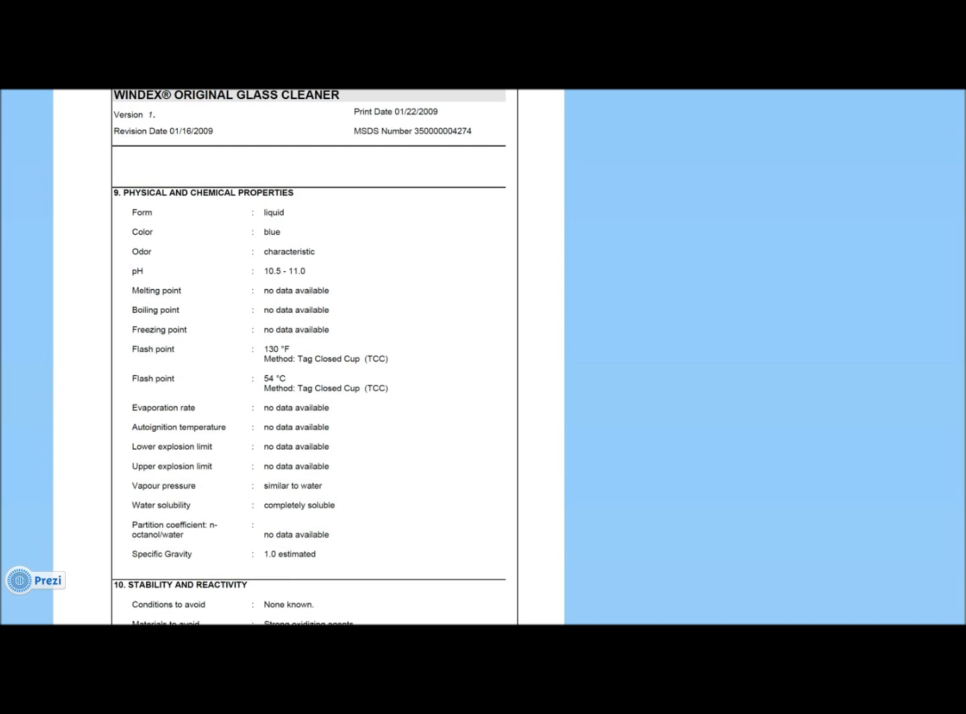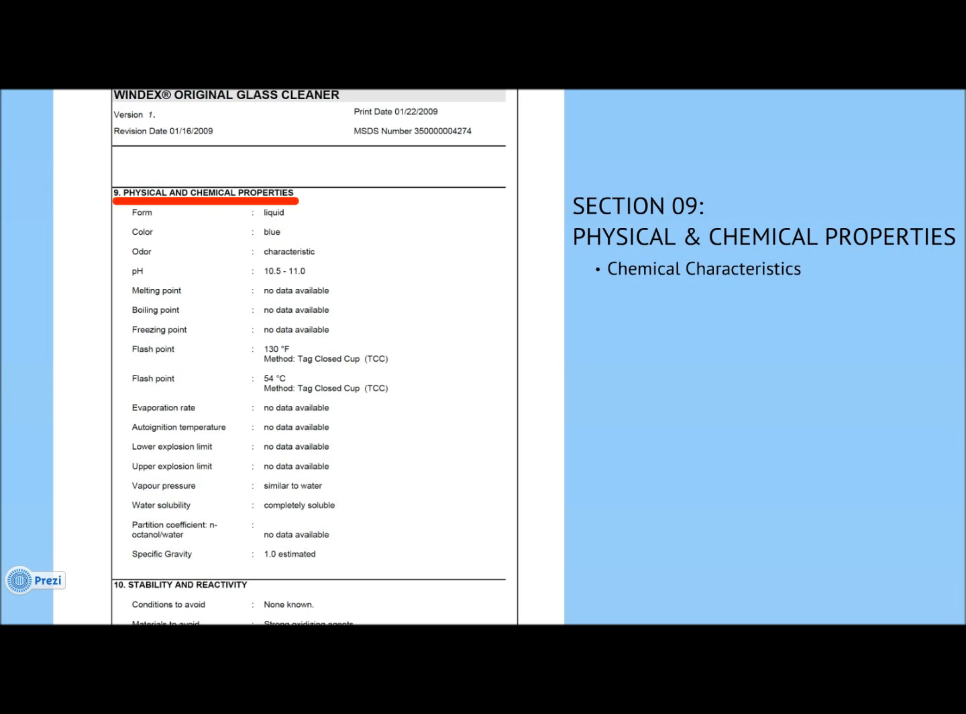These sections include Section 9, Physical and Chemical Properties. Here you will see a list of the chemical's characteristics. This section identifies physical and chemical properties associated with the substance or mixture. Here you might see information on the appearance, odor, pH levels, and other relevant information.